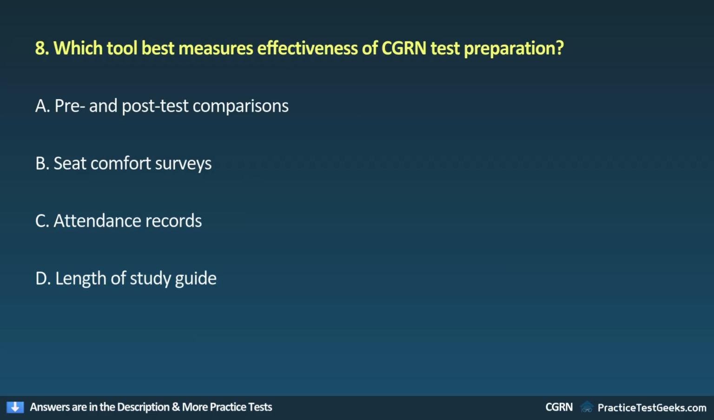8. Which tool best measures effectiveness of CGRN test preparation? A. Pre- and post-test comparisons. B. Seat comfort surveys. C. Attendance records. D. Length of study guide.